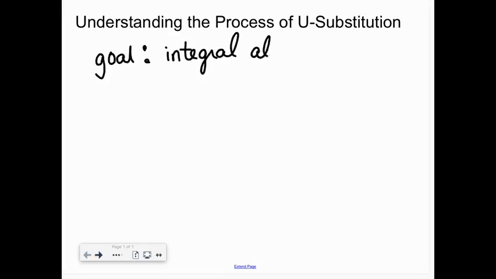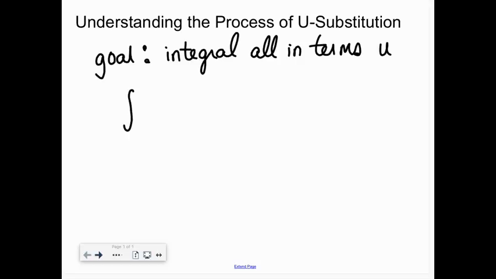is all in terms of u. So you're simplifying the integral, but in order to be able to find the antiderivative, your integral needs to be all in terms of u. And that's really the main goal that drives the whole process. So let's do a few examples so you can kind of see what this means.